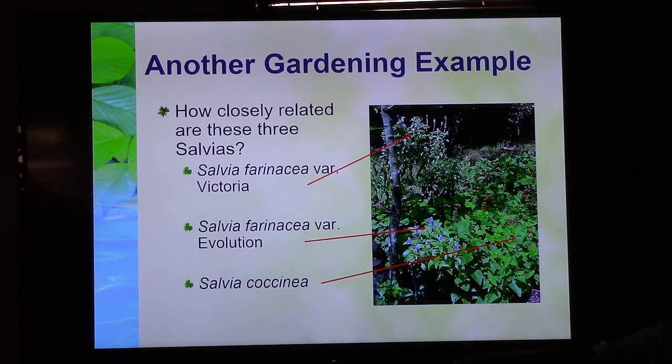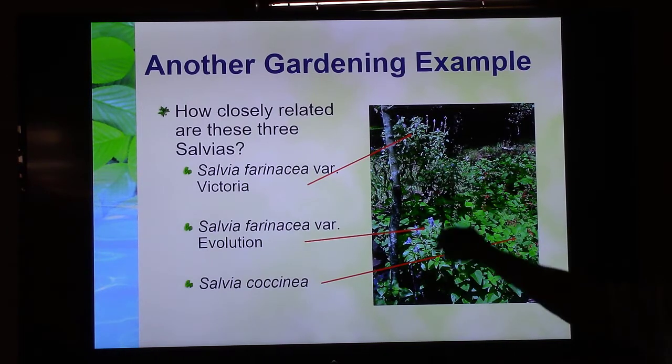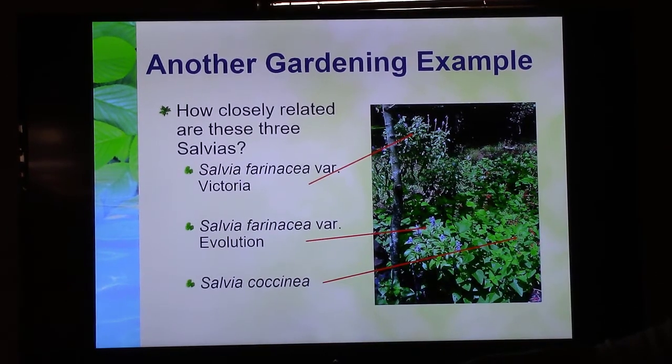But they're different varieties. Both of those are cultivated varieties taken from wild plants. If you go out to the hill country, you will find Salvia farinacea, not any kind of variety at all, just the kind that good Lord sent us. But both of those, you can get plants. How closely related are they? Extremely. Okay. Would they be able to breed together?